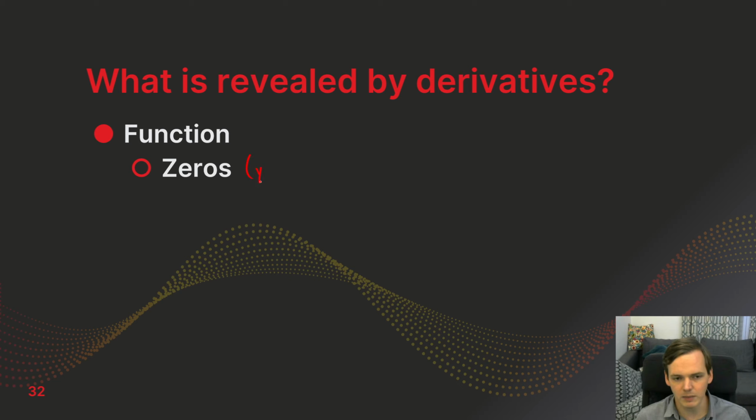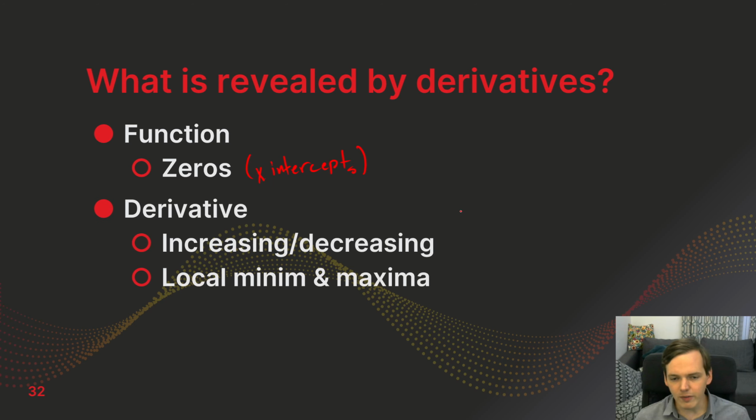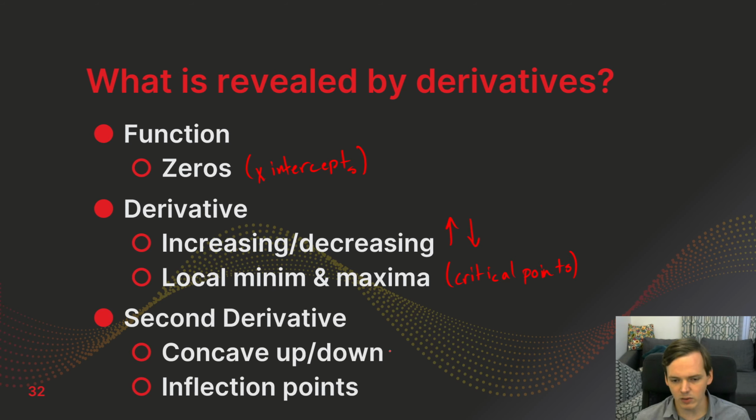zeros, and those will end up telling you the y-intercepts. Right? You can factor it, find the x-intercepts. The derivative can tell you the increasing or decreasing behavior, as well as help you find the local minima and maxima via the critical points. And then lastly, the second derivative lets you know concave up or concave down.